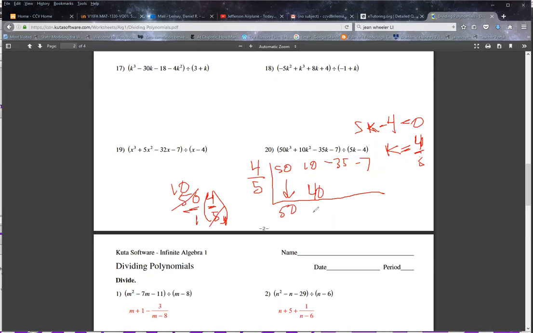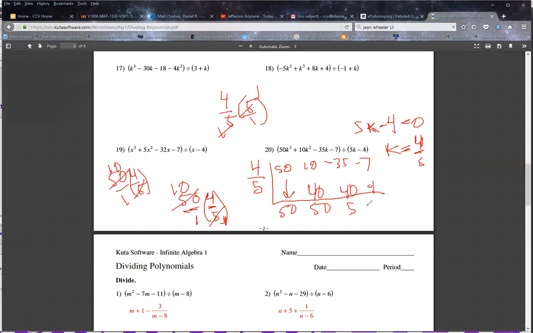Over 1. Now I can put these two together. That gives me 50. And then what's 50 times 4 over 5? So the 5 goes into the 50 10 times. 10 times 4 is 40. And then when I go negative 35 plus 40, I get 5. Then I'm going to do 4 over 5 times 5 over 1. The 5's cancel. I have 1's left. 4 times 1 is 4 over 1.